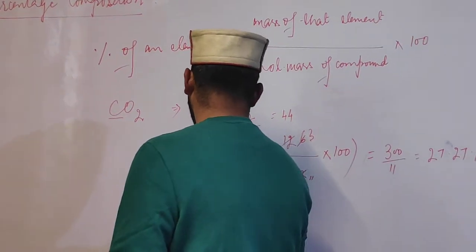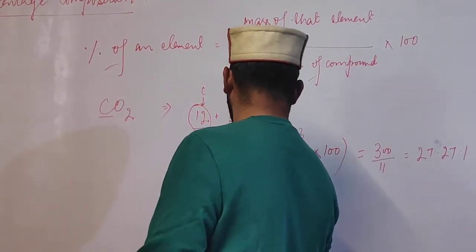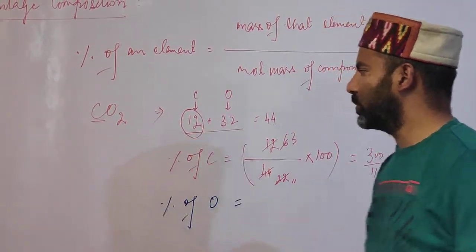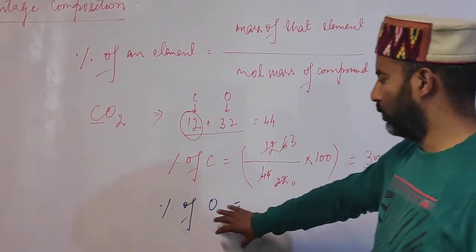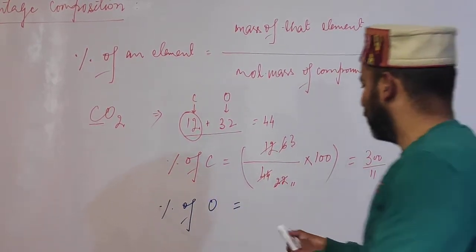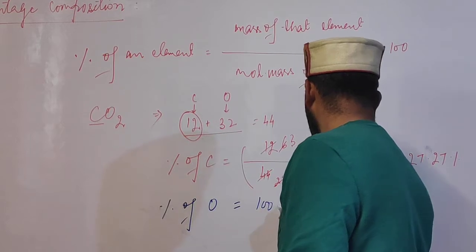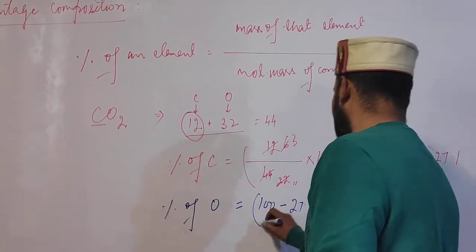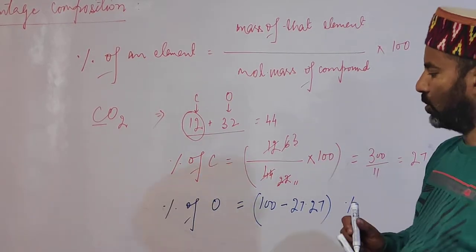Now students, what will be the percentage of oxygen? There is no need to calculate the percentage of oxygen because this is a binary compound. There are only 2 elements present in it. So the percentage of carbon is 27.27, and the percentage of oxygen will be 100 minus 27.27.